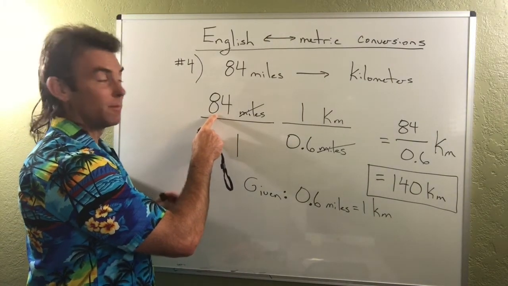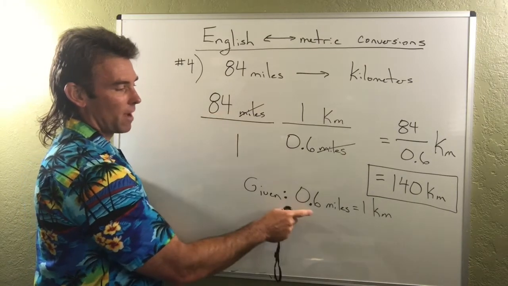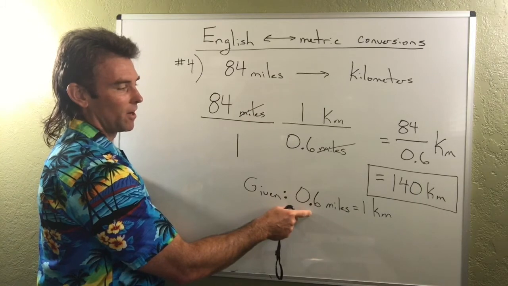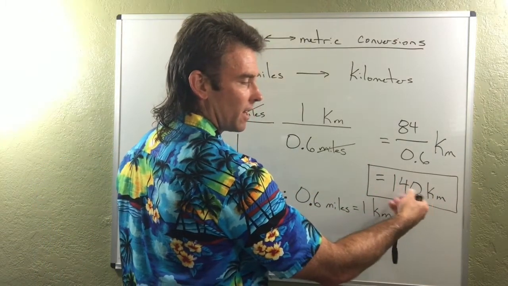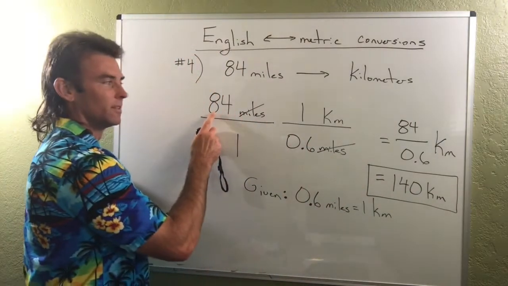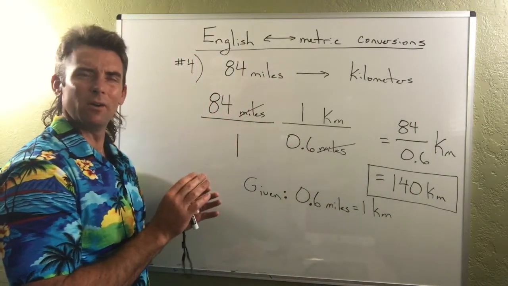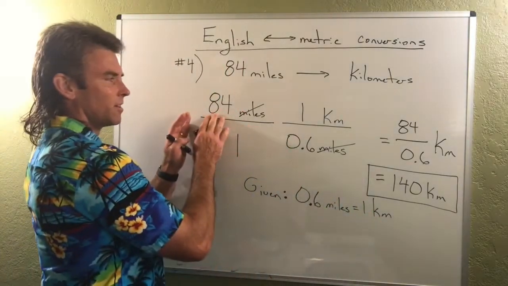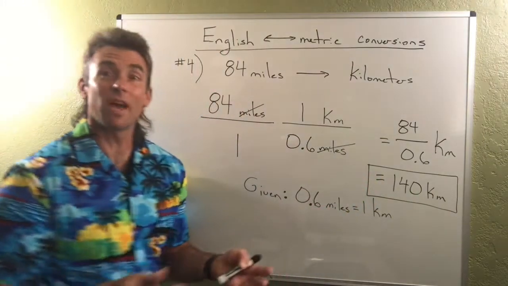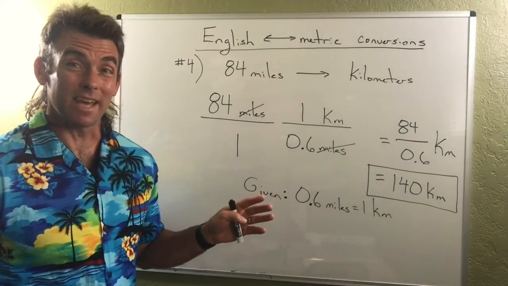If I've set up my dimensional analysis properly, the fact that I've got 0.6 miles in a kilometer should mean that I need a whole bunch more kilometers to equal the same amount of miles, right? And so it's almost like a ratio, right? You've got the small number and a bigger number. Here we've got a smaller number and a bigger number. So that sniffs right. If I had screwed this thing up, that wouldn't be the case.